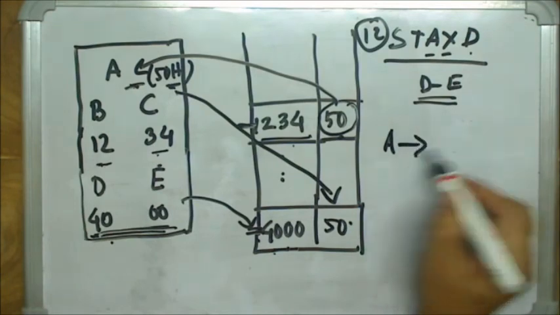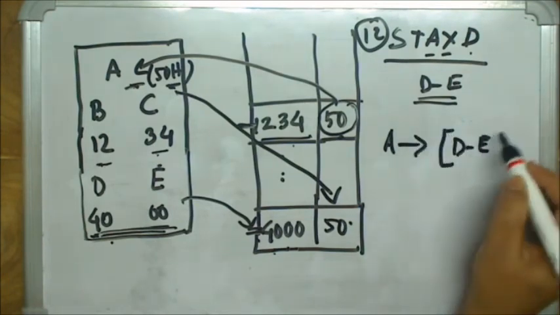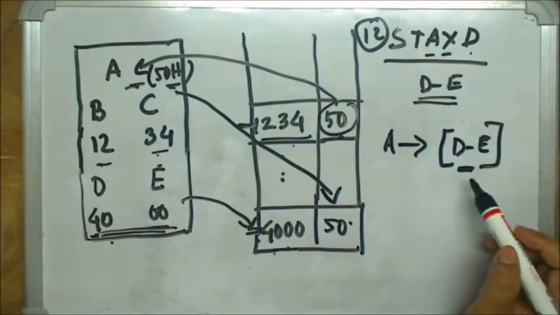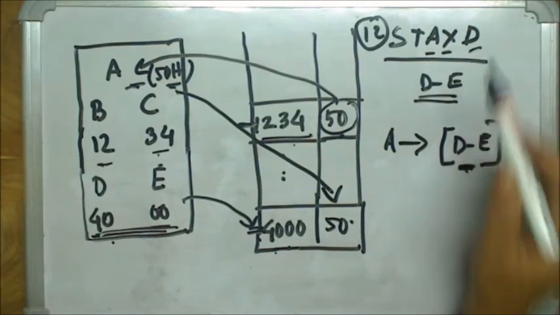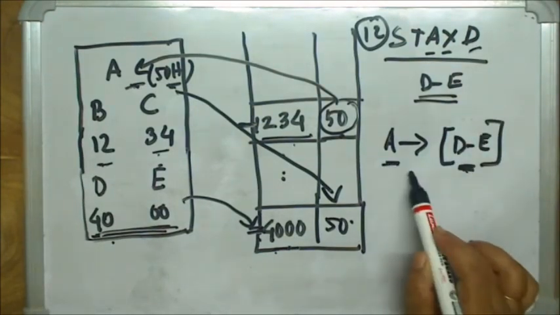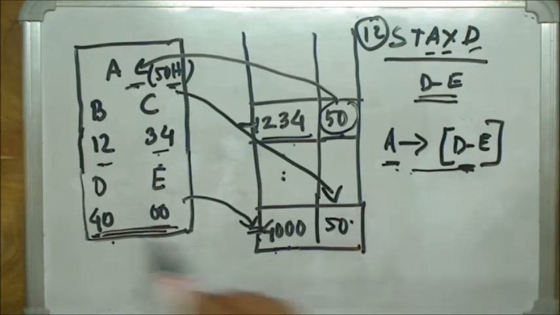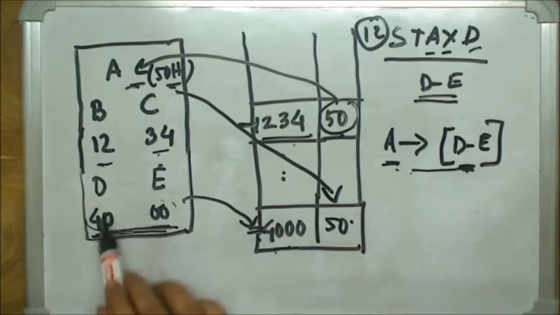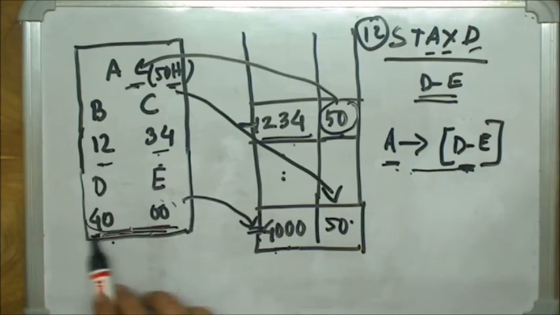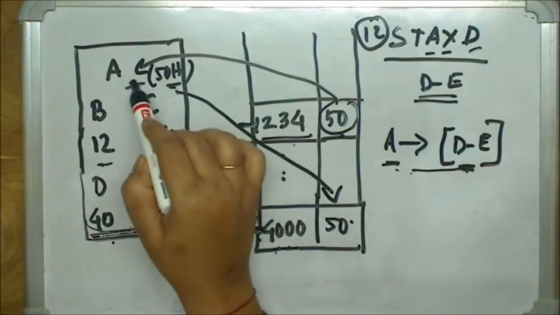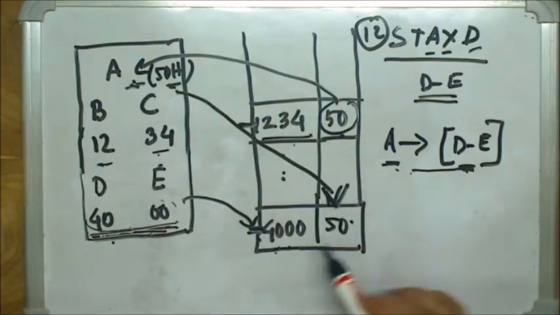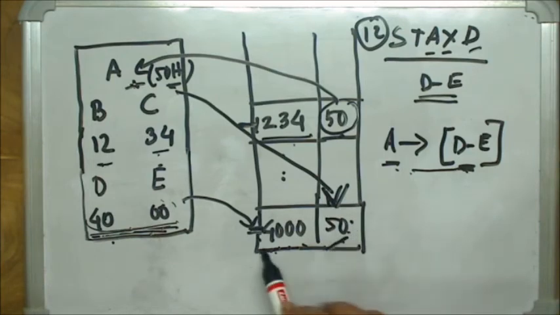What does STAX D mean? The content of accumulator will be stored in the memory location pointed by the register pair given in the instruction. Which register pair is given in the instruction? D. So the content of accumulator will get stored in the memory location pointed by D pair. Which one is the memory location pointed by D pair in the example? 4000. So the processor will access the memory location 4000, and whatever data is there in the accumulator will get stored there. So 4000H memory location will now contain the data 50H.